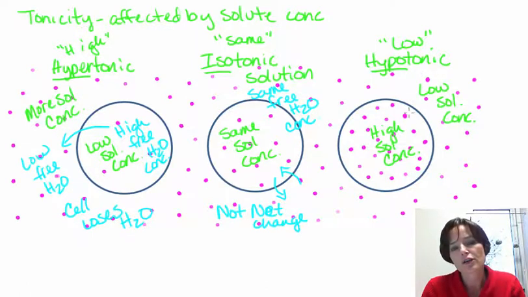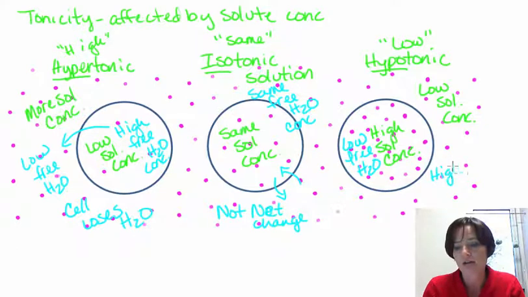And then this one over here, again, it's an inverse relationship. So inside, if we have high solute, we have low free water concentration. And that would be compared to outside, where we have a low solute concentration, so we have higher free water. And again, water moves high to low. So we look at where the water is high and where it's low, and in this case, the water is going to move in. So in this one, the cell gains water, and that means it's going to swell up.